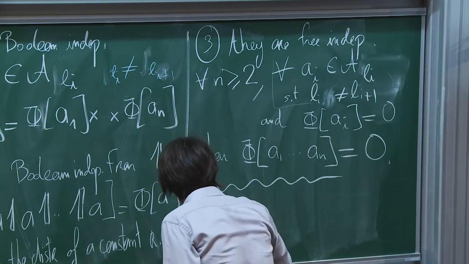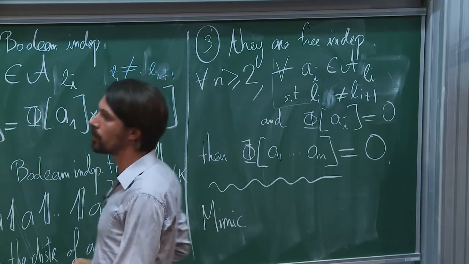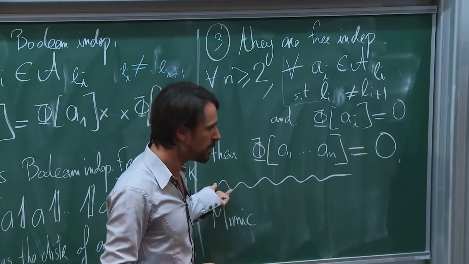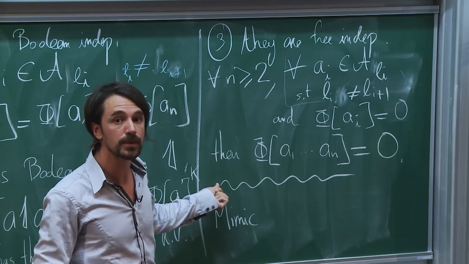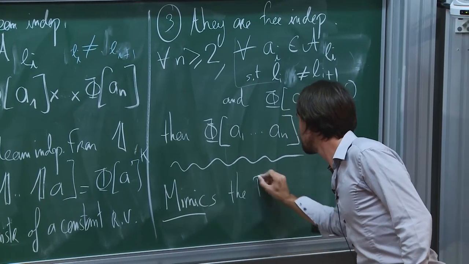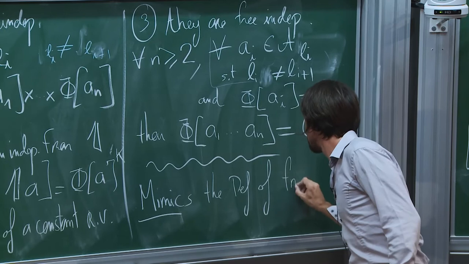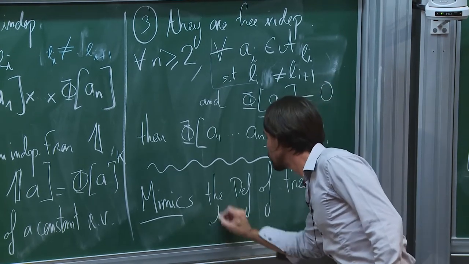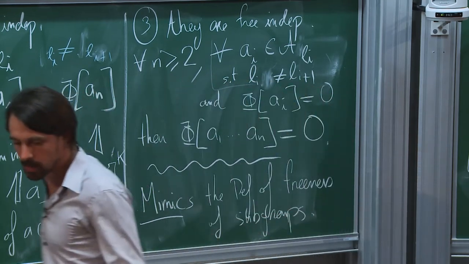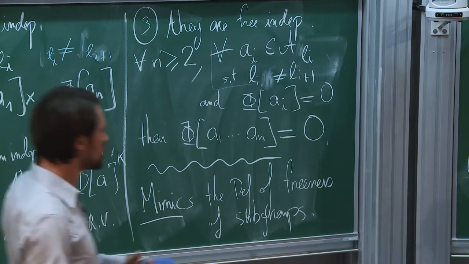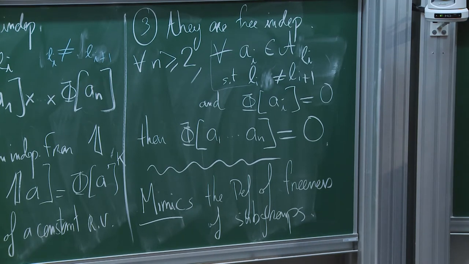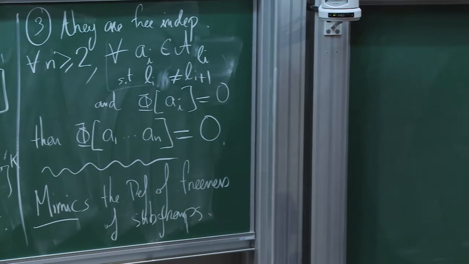Just to mention, Voiculescu introduced that definition. He did not discover at the beginning the relation with random matrices. He was studying the von Neumann algebra of the free group factors. And actually, it mimics the definition of freeness of subgroups. So I'm not going to give that definition, but if you know what freeness in groups is, this is exactly what Voiculescu encoded in that definition.